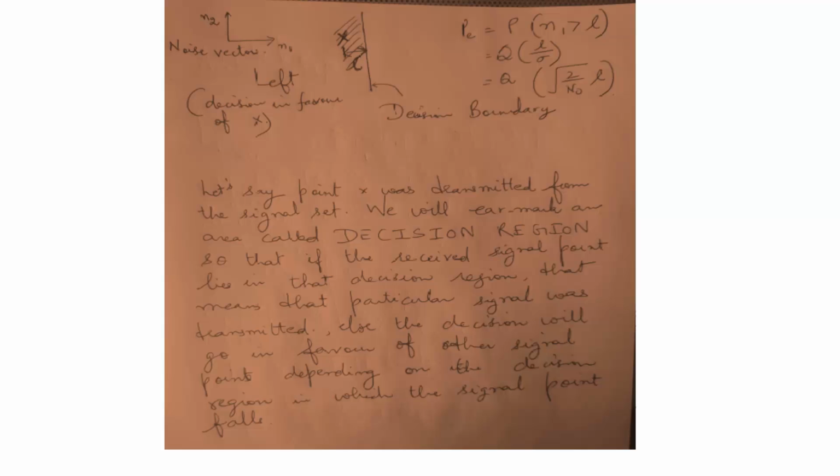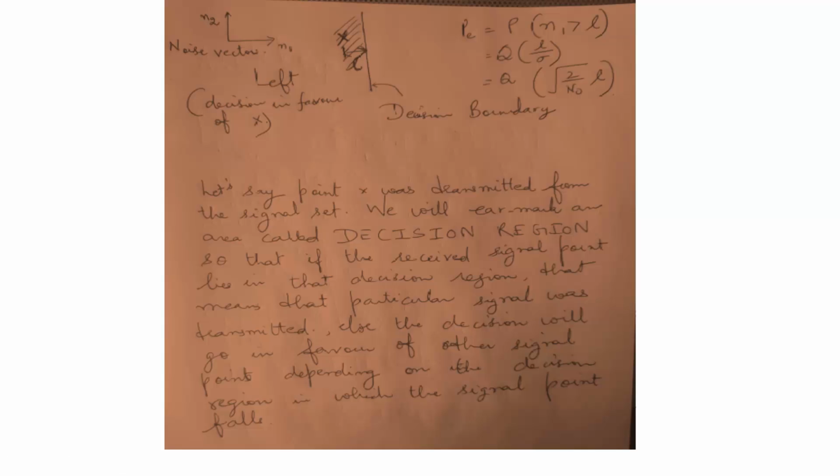Right? It is L by sigma. So we can also replace this sigma with under root of N naught by 2. So this will be the probability of error in terms of the Q function, if this is the signal point and this type of decision boundary and decision region is there.